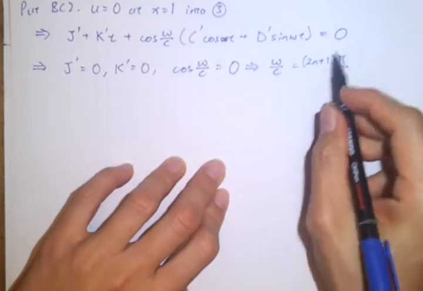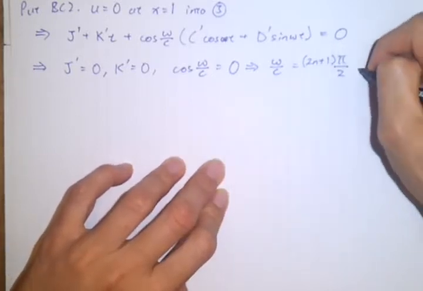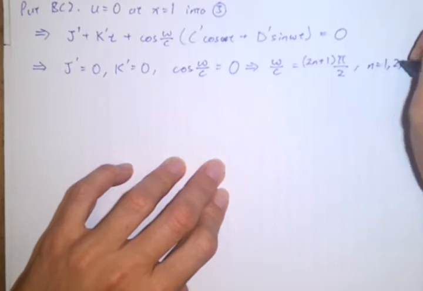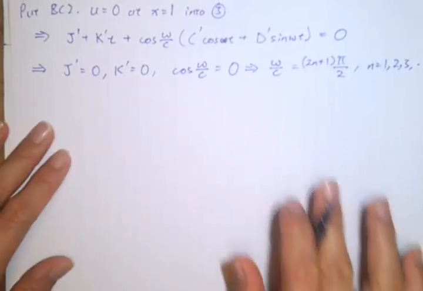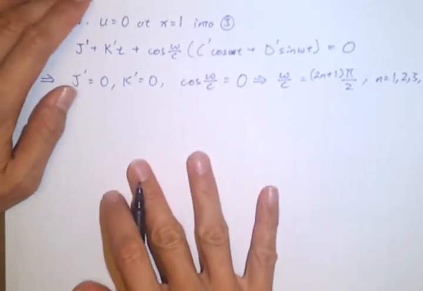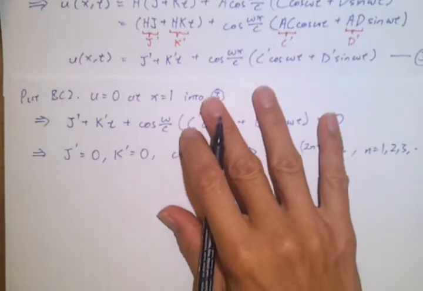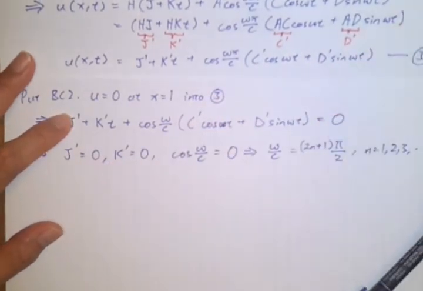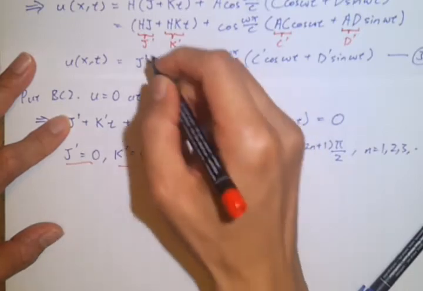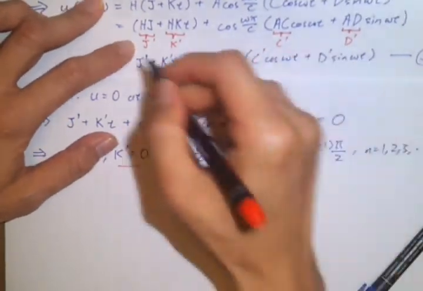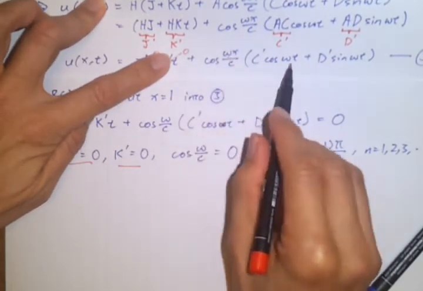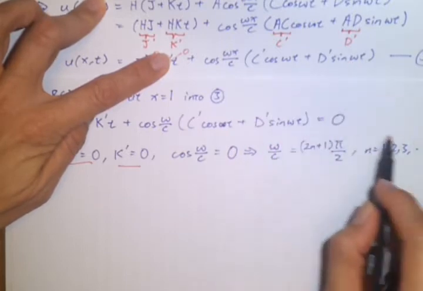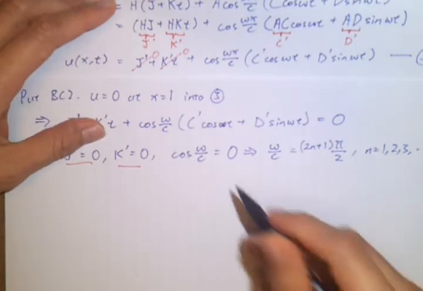Okay, so odd number of pi over 2. So n is now 1, 2, 3, and so on. Now I'm ready to put all this information about j prime 0, k prime 0 into my updated solution. So these two terms become 0, and my omega inside here now has these values. Sorry, one more step.